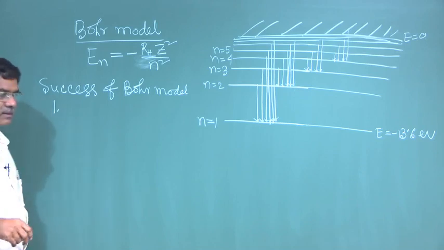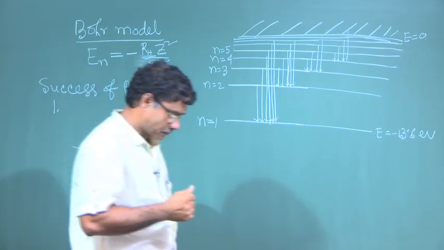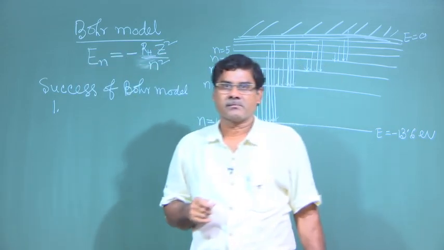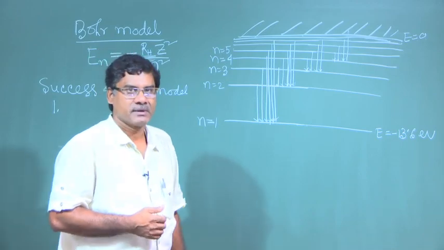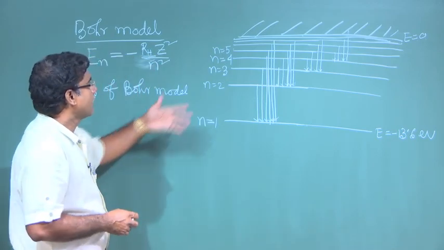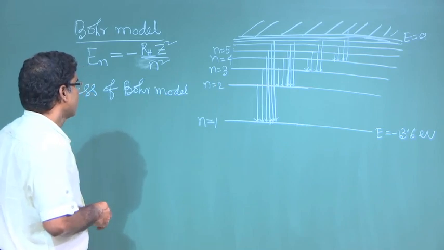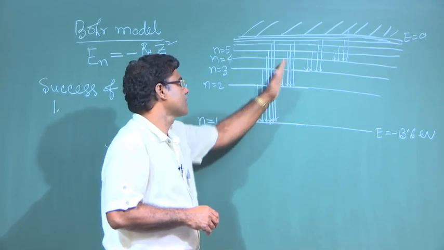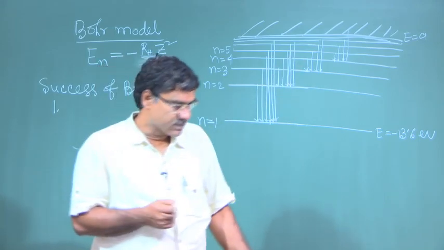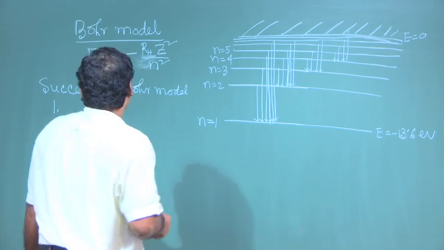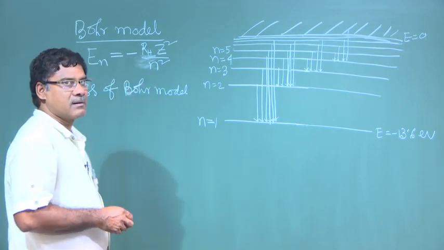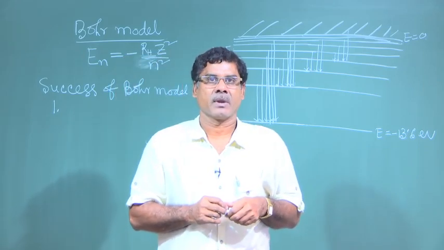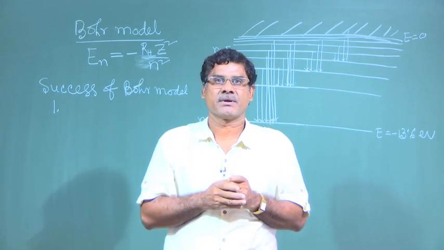first one is it was able to explain the atomic spectra, especially the atomic spectra of hydrogen. Okay, it was able to exactly find out the wavelength of each spectral line. And before the Bohr model, only the Balmer series was discovered, because it was in the visible range.